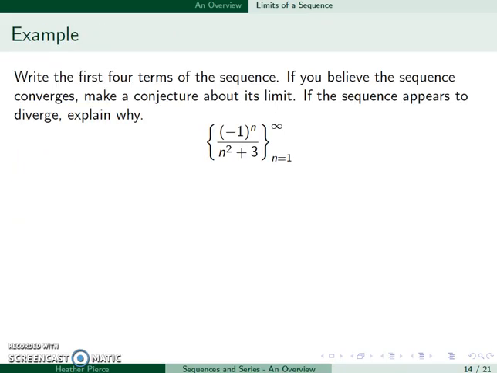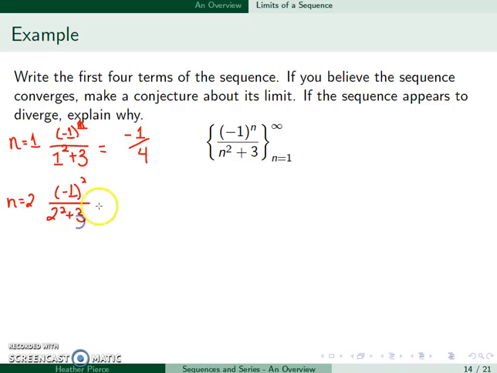So for example, let's consider this one. I want to look at the first four terms, and then we're going to make a conjecture about its limit. When n is equal to 1, I have negative 1 to the n, or negative 1 to the 1, over 1 squared plus 3, which was negative 1 over 4. For n equal to 2, negative 1 squared over 2 squared plus 3, which is negative 1 over 7.